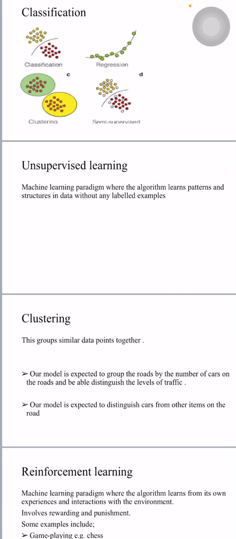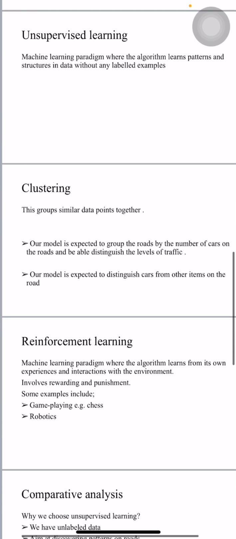We're going to have things like clustering and association. These are the methods used in unsupervised learning. I'm going to focus mainly on clustering, since it's the most suitable option that we have to use for our project. So what's clustering? Clustering is mainly grouping similar data points together.